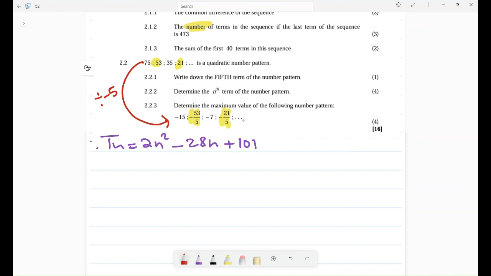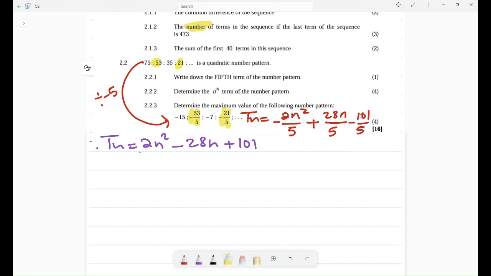So it means even the general formula for this one will be the general formula of this one divided by what? By negative 5. Meaning now the general formula for this one is going to be what? Tn is going to be negative 2n, actually, it is 2n squared divided by negative 5. Then it's going to be plus here because I'm going to divide by negative 5. So it's going to be 28n divided by 5, then negative 101 divided by 5.